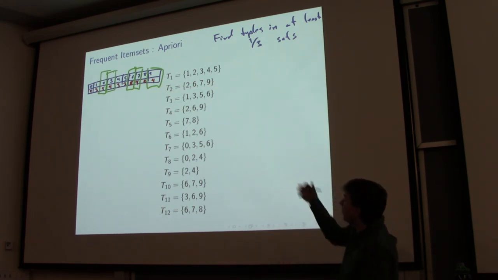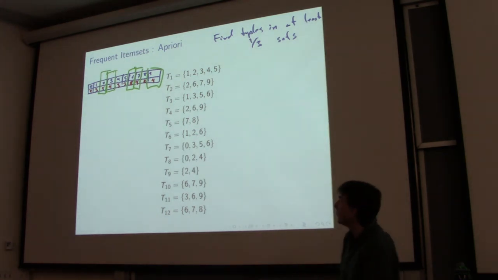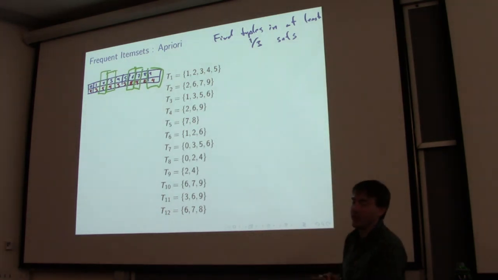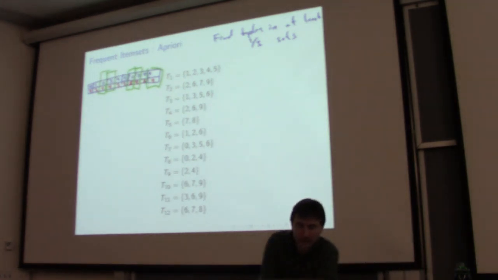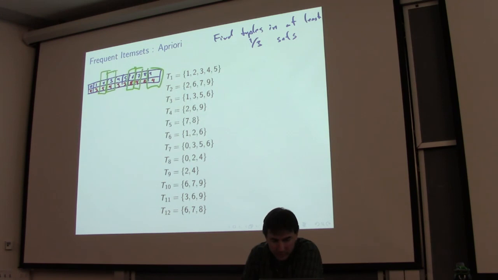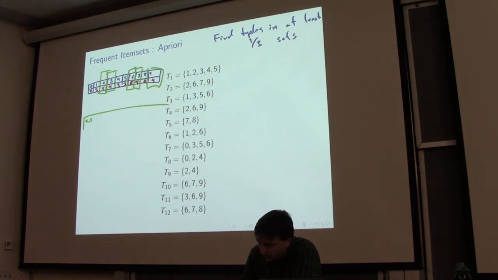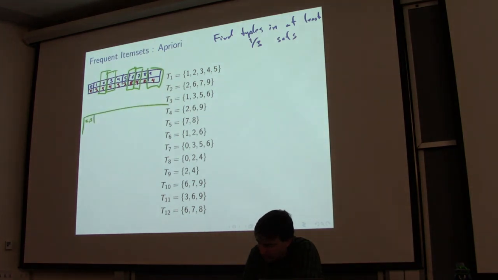I know 0 will never occur in an interesting tuple. It only occurred twice. I need the tuple to occur at least 4 times. So now I can set up another thing where I look at just these sets, 2 and 3. So I'll look at 2 and 3 together. I'll look at 2 and 6 together. 2 and 7, 2 and 9, and we'll look at 3 and 6, 3 and 7, 3 and 9.